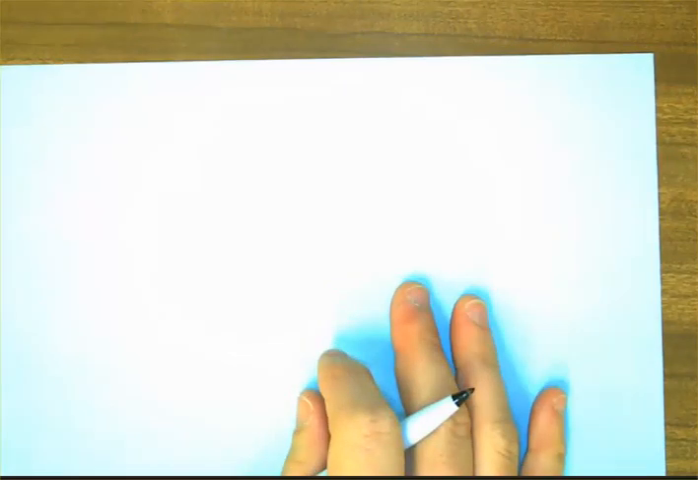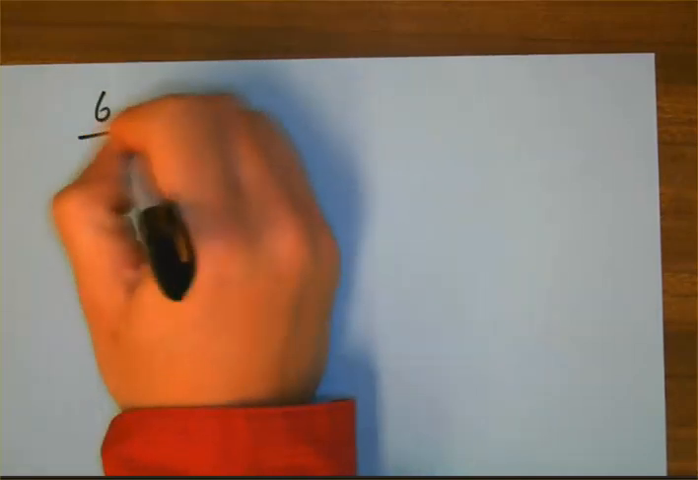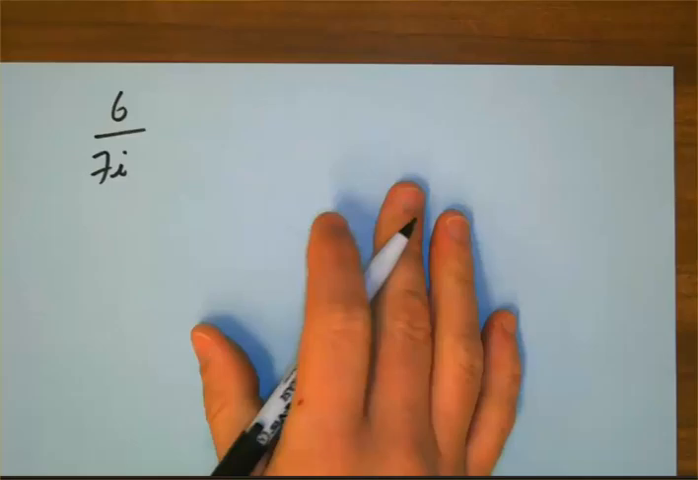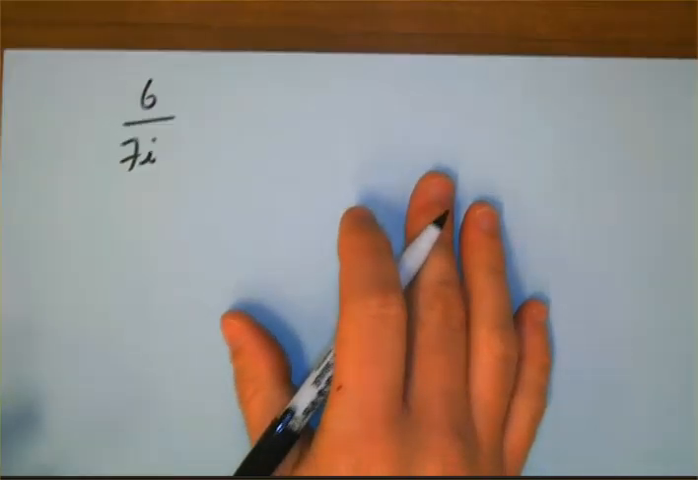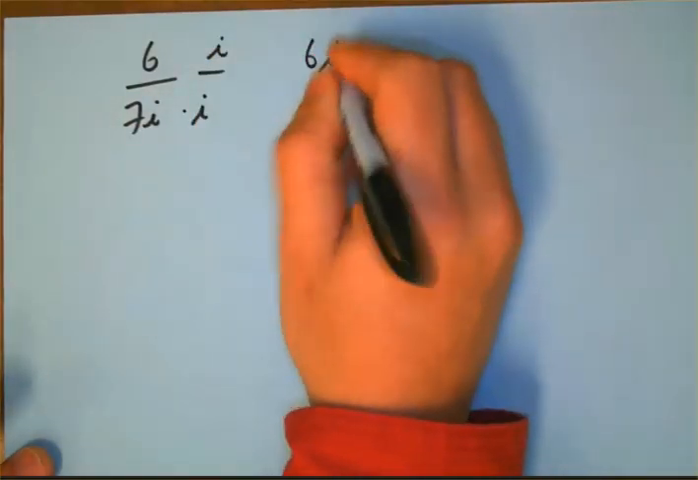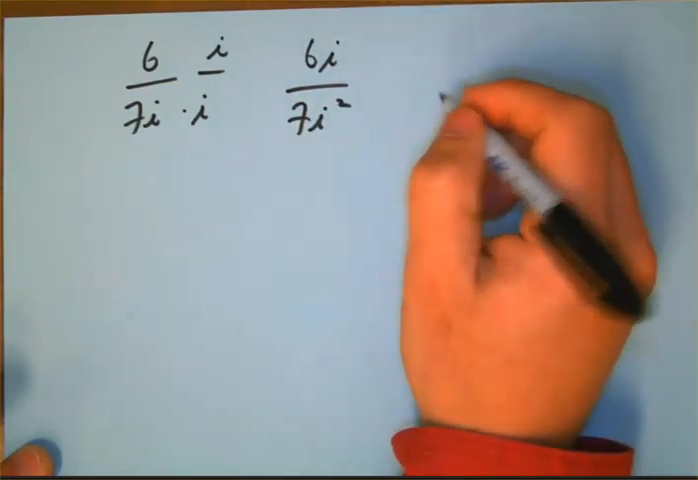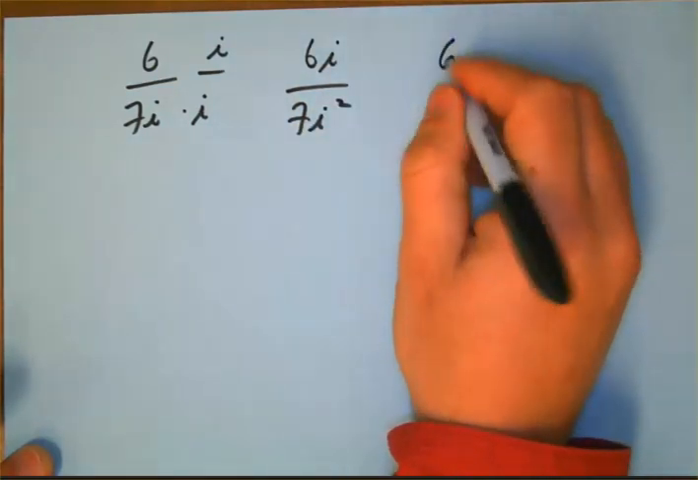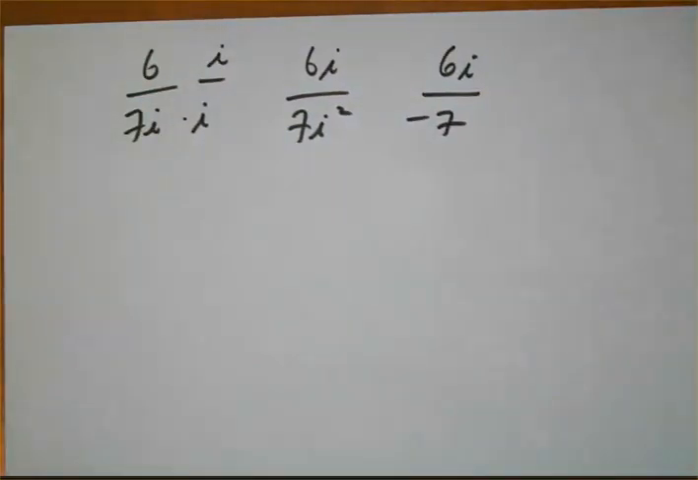One thing that happens, what I can show you is in the case of if I have like 6 over 7i. Well, that's division, so you can't really do that. So you have to be kind of mindful here. We're going to go ahead and multiply this by i over i. So I get 6i over 7i squared. Well, what's i squared the same as? i squared is the same as negative 1, so this is 6i over negative 7. And that's how you handle that.